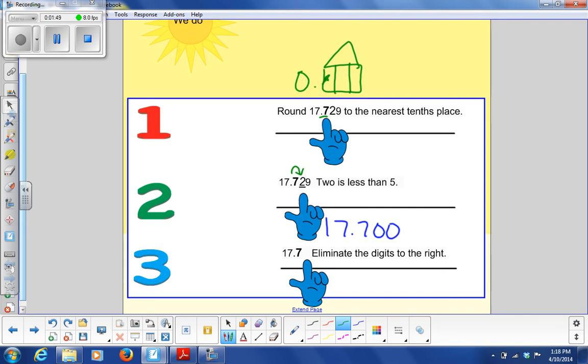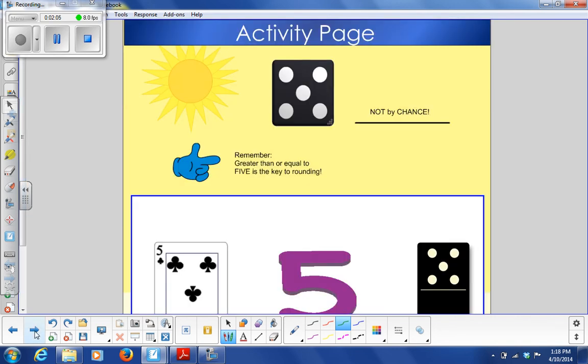Next door neighbor is a 2. So 2 is less than 5. So I'm not going to do anything to the 7. And then what I'm going to do is keep the 7 the same, and then I'm going to add 2 zeros, or I can take the other numbers away, whichever way you want to do that. All right, so let's look at some examples.